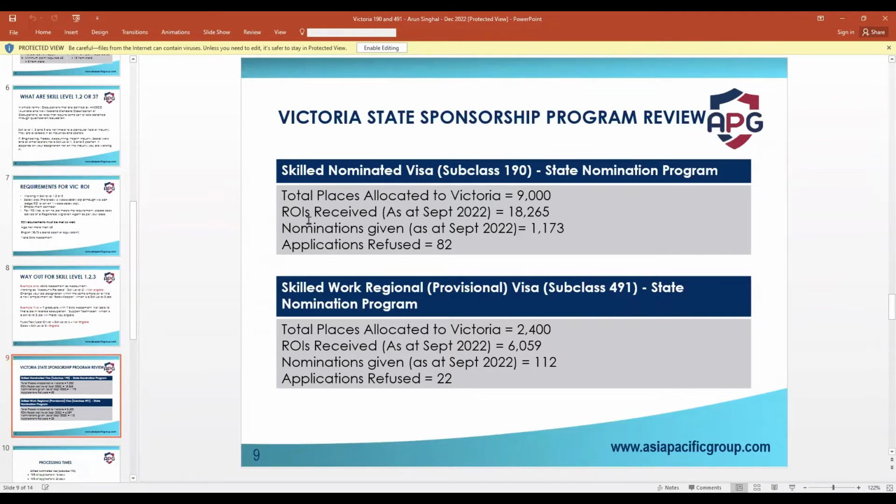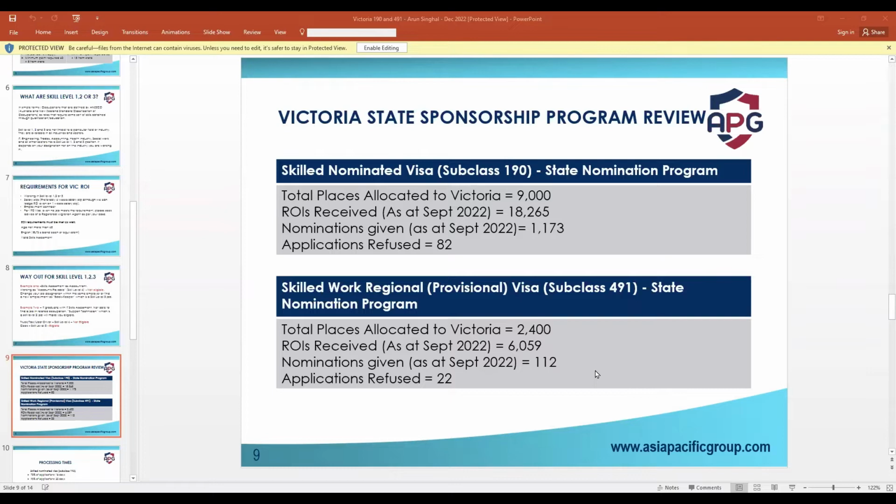The Victorian government, for that matter, has a limited number of staff. If they have 100 people on staff, for example, we don't know the exact number, I'm just giving you an example, and they give all the invitations for 190, which is 9,000, and then 2,400 for 491, all those employees will be loaded with work. They will have extreme work to do and be extremely stressed for, let's say, 2 months, and then for the rest of the 9 months they have nothing to do. So it doesn't work like that.